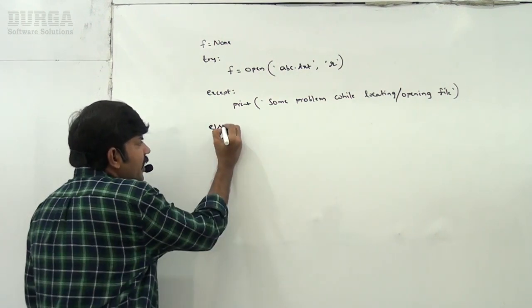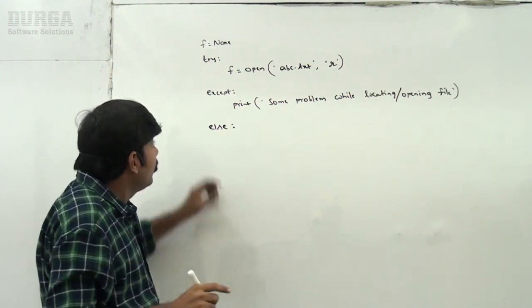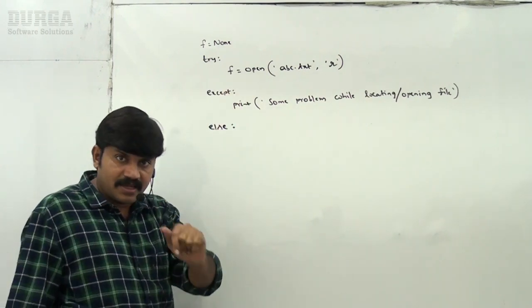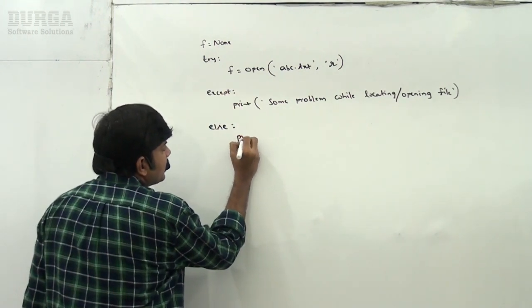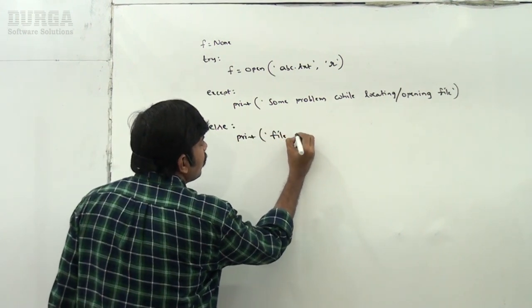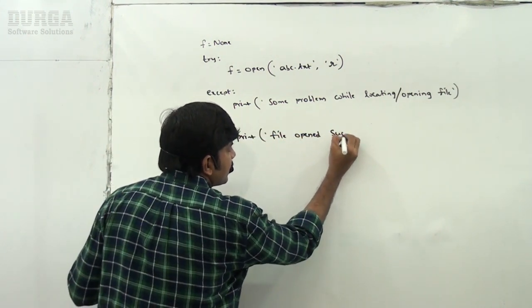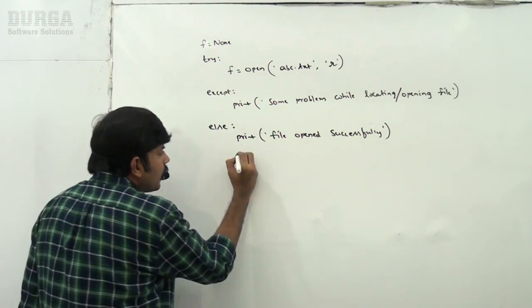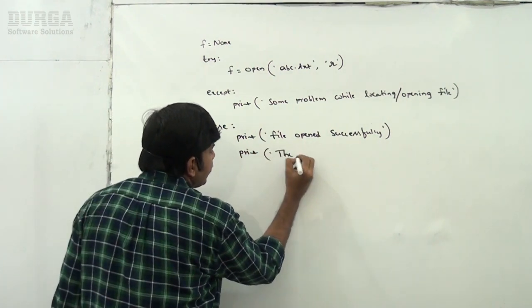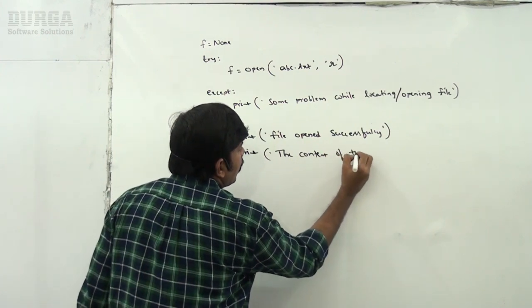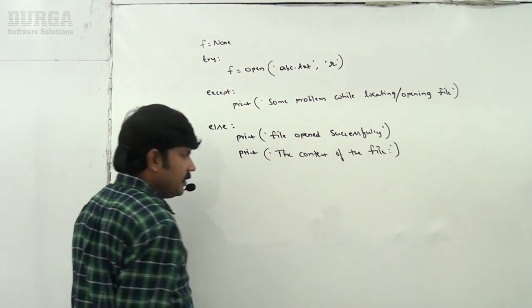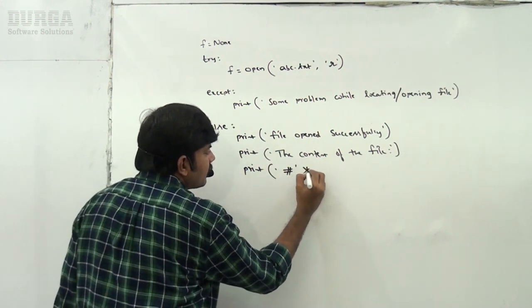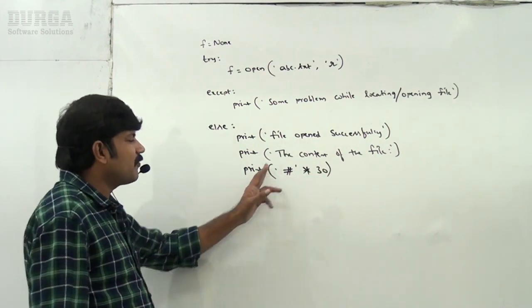So when will else be executed, can you please confirm? If there is no exception inside the try block, meaning you opened the file successfully, then only. So in else, print file opened successfully. Now print the content of the file. I'm taking a hash mark 30 times, just for display sake.